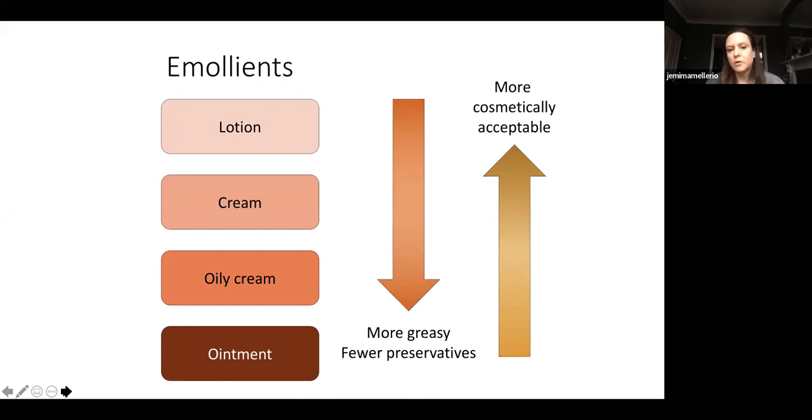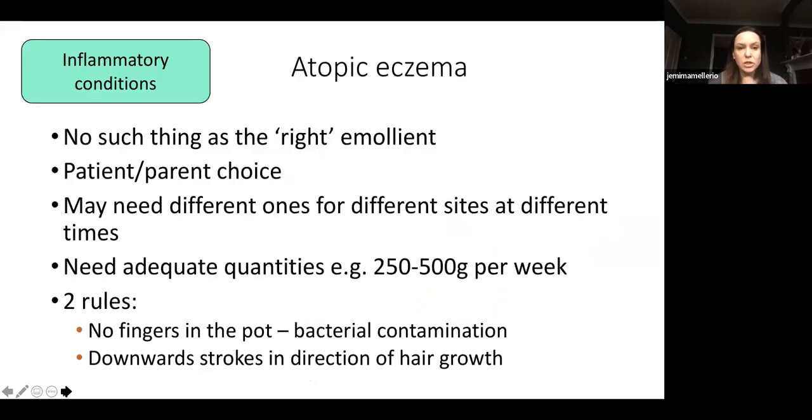However, people will find that things like ointments are a bit heavier on the skin and don't feel so nice, and often they're a bit more fiddly to put on properly. So creams and lotions might be cosmetically more acceptable. It's a question of finding out what the family and the child like, because unless they like the consistency and it's doing its job properly, they're basically not going to use it. So there's really no such thing as the right emollient.